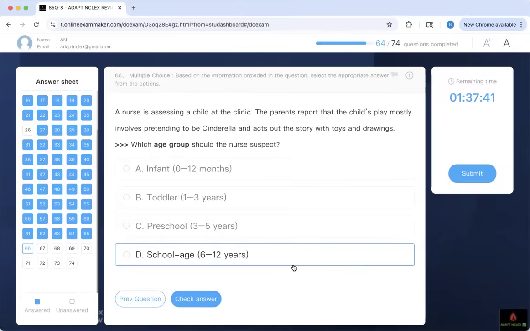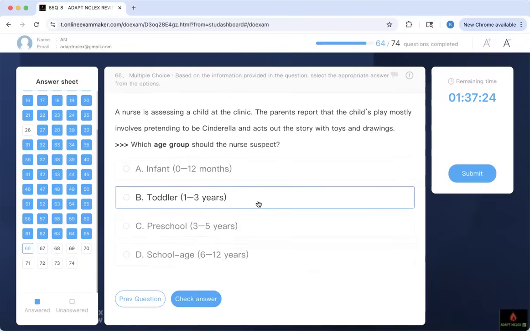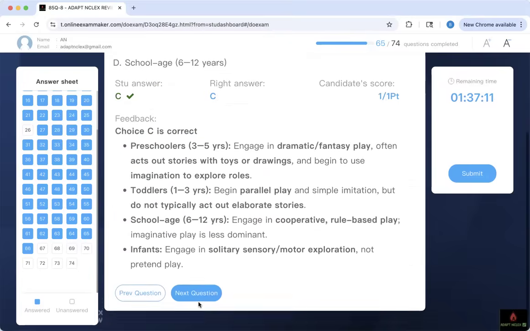And this is assessing a child at the clinic. The parents report that the child's play mostly involves pretending to be Cinderella and acting out the story with toys and drawing. Which age group is that? It's pretend play. Who does pretend play? Toddlers do parallel play. That's not pretend play, right? School age children start dealing with associative play. Infants do solitary play. So preschool. That's the way you go.